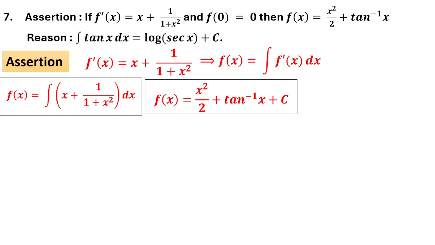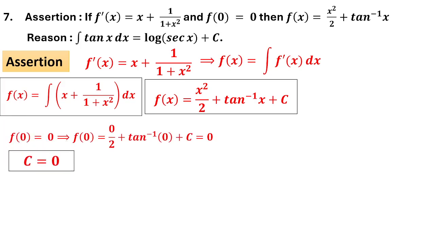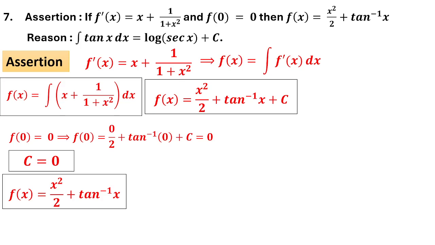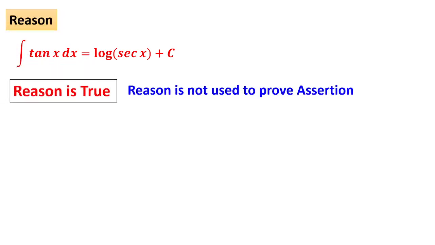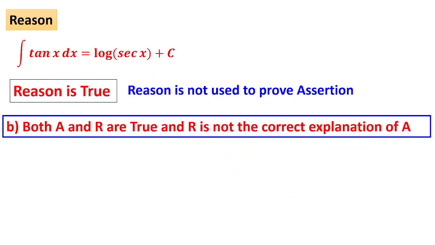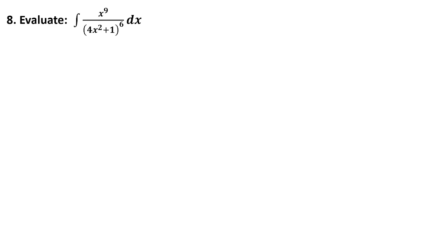To eliminate that c, f of 0 is equal to 0 is given. Substituting, I am getting c as 0. Therefore, f of x is x square by 2 plus tan inverse x. Therefore, assertion is true. Let us go back to the reason now. Reason is integral of tan x dx is equal to log secant x plus c. Formula is correct. But this is not used to prove the assertion. In the assertion, this formula is not at all used. Therefore, both A and R are true, but R is not the correct explanation of A. Let us go to question number 8.